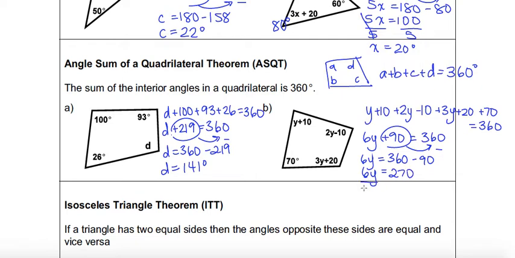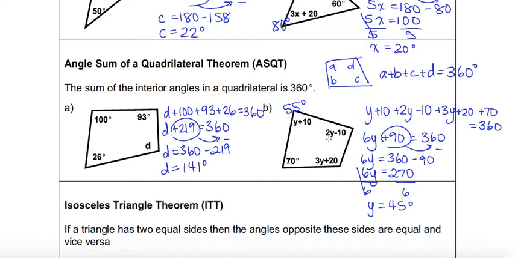And now I'm going to divide both sides by the coefficient in front of my variable. So divide both sides by 6. 6 divided by 6 is 1, so I'm left with y. And 270 divided by 6 is 45. So this is 45 degrees. So then if I wanted to go back and figure out what each individual angle is, so 45 plus 10 is 55 degrees.